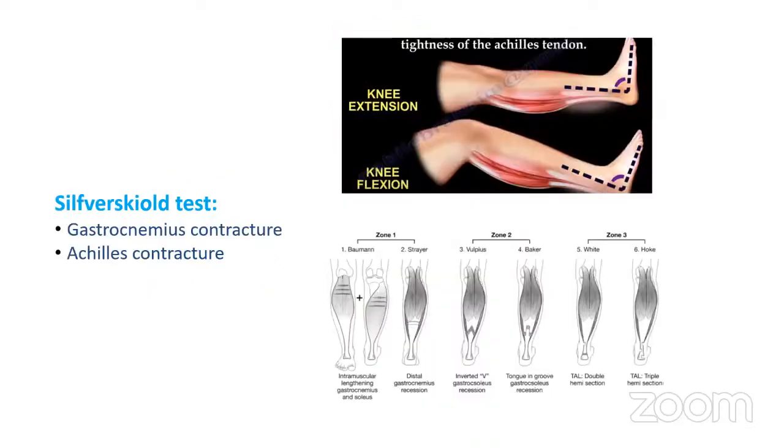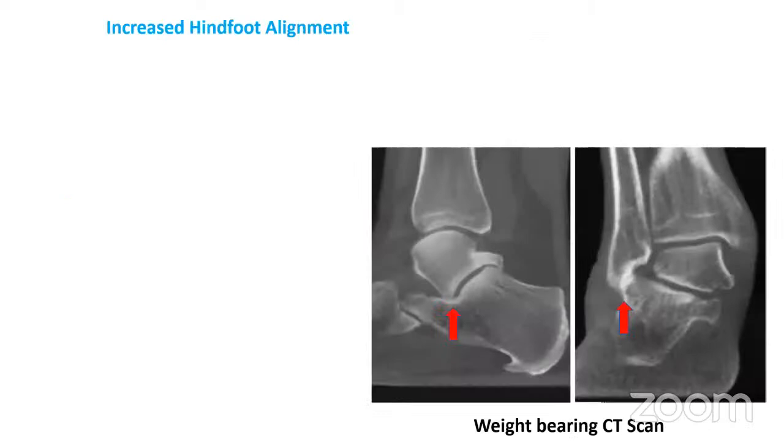The Silfverskiöld test, of course, we all know, and if there's an associated Achilles contracture or gastrocnemius contracture, we can plan the procedures well. We could either go with the Strayer or PS, or if it is involving both the Achilles itself, then we're going to go with the tendo-Achilles lengthening, probably percutaneous lengthening in all those cases.